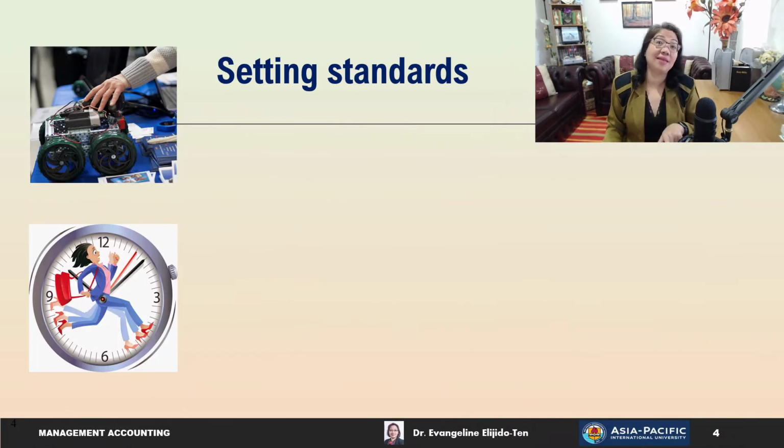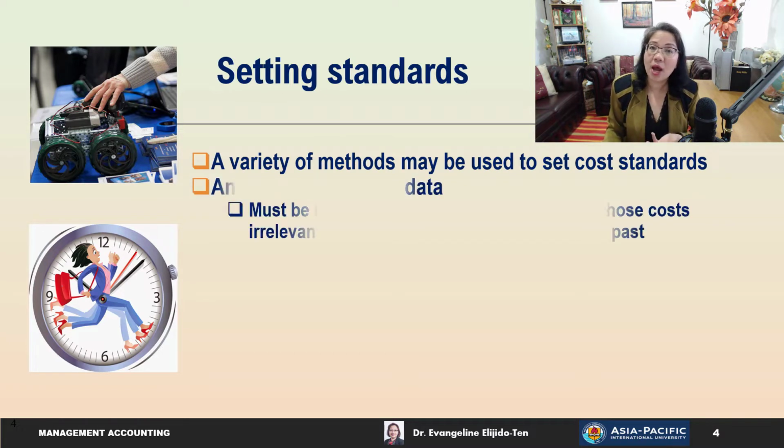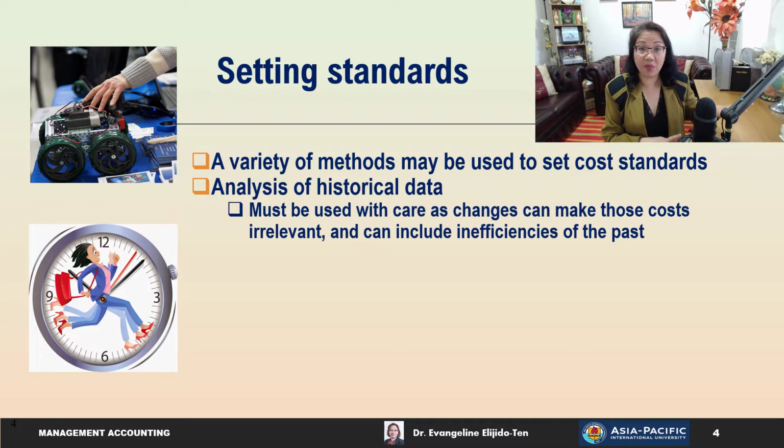Now, how do we set those standards in the first place? Well, there are a variety of methods that could be used to set cost standards. One way is to look at historical data. So we will analyze how much did it cost in the past, and then from there we will set our current standard. Now, using historical data must be done with care because past historical data might include inefficiencies, and if the prices of materials and labor already increased, then that means past data may be irrelevant.